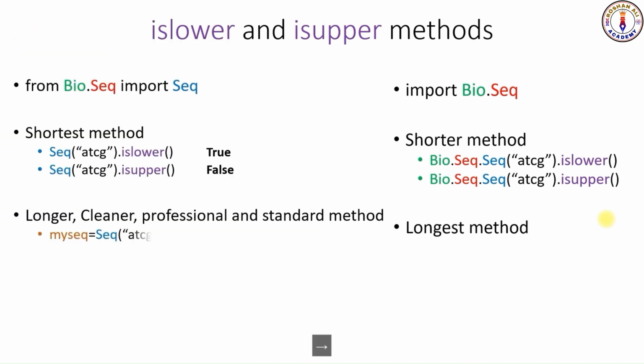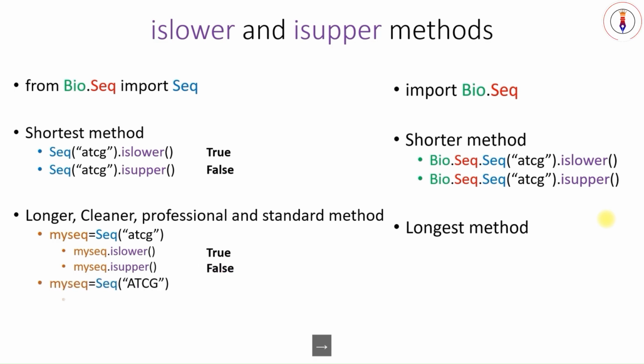This one is the standard method where you save the sequence into a variable mySeq. Then you do further operation on that variable. You type the variable name, put a dot, and put a method. You will get the output.